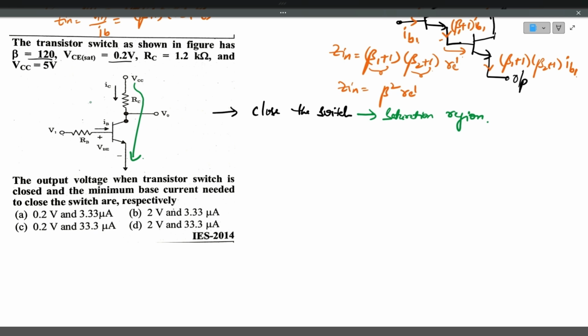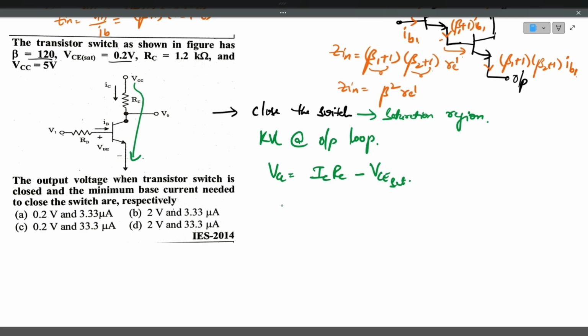But here, he is asking for the minimum base current also. Okay, we shall take the KVL at the output side. Apply KVL at the output loop. What you will get: VCC is equal to IC into RC plus VCE saturation.